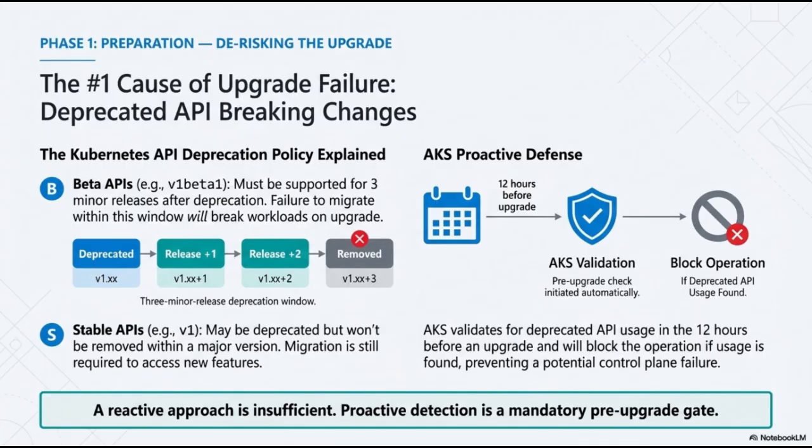12 hours before a scheduled upgrade, AKS automatically initiates a validation check. If the system detects any deprecated API usage that would lead to a failure, it will proactively block the operation. This is a critical safety net that prevents control plane failures before they happen. The bottom line is that a reactive approach is insufficient. Proactive detection is a mandatory pre-upgrade gate for maintaining a healthy environment.